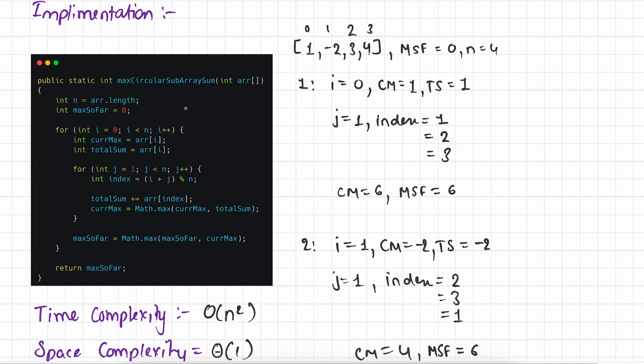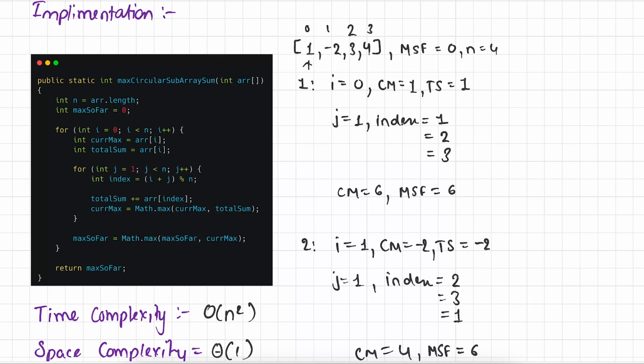Now let's quickly dive into this function and see how it works. Let's say we have an array like this: 1, minus 2, 3, 4. We initialize maximum so far to 0 and the value of n is 4. Our loop begins and the value of i initially is 0. We initialize current maximum to 1 and total sum to 1, because the value present at index 0 is 1, right? We begin the inner loop from j equal to 1, so it checks index 1, because the value at index 0 is already stored in the current maximum and total sum. So we have to traverse from the next index, obviously.